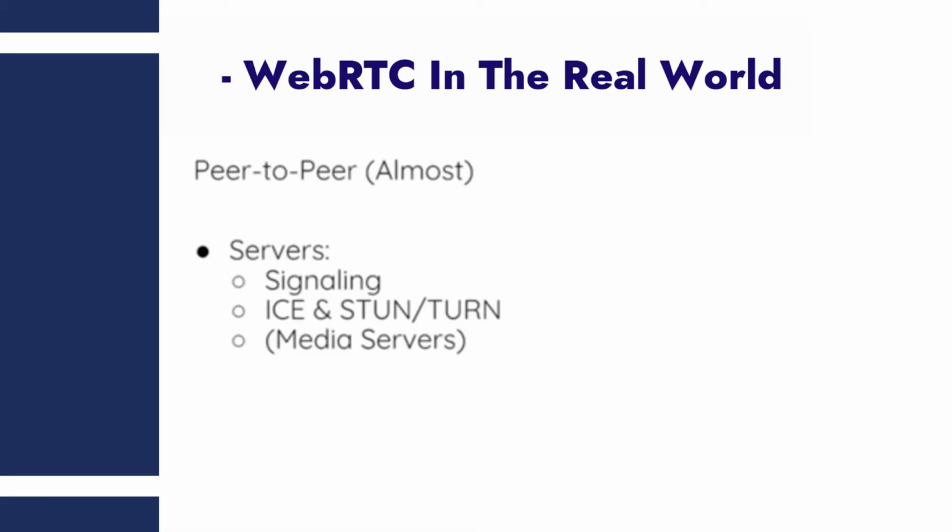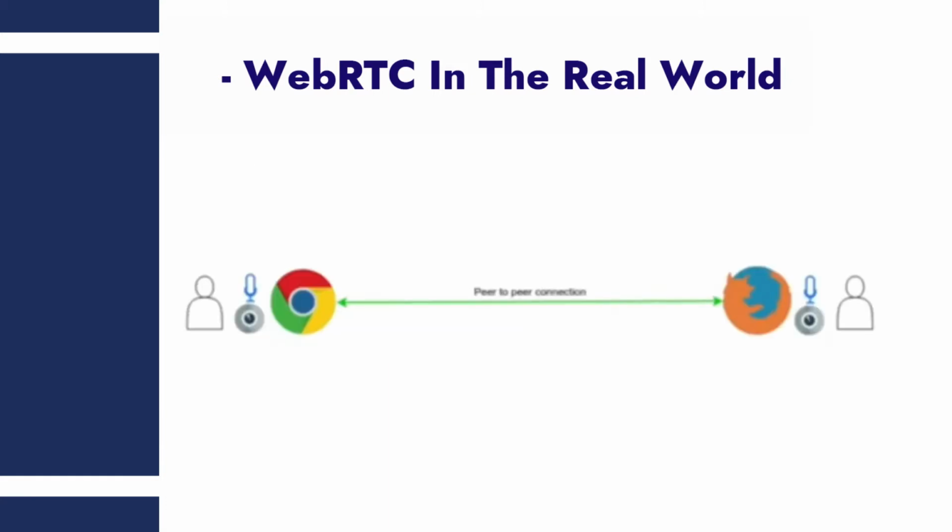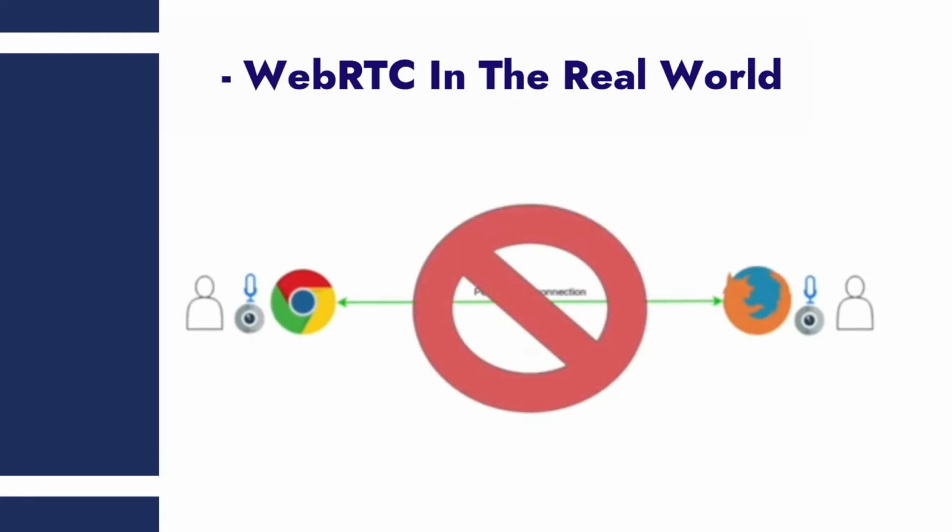There are some components that require a server. These are signaling, the ICE and the STUN servers, and optionally a media server. We will discuss the latter in a future topic. So this is the picture we currently have about WebRTC. While it is a great depiction of how WebRTC calls work, it has a fault. It doesn't work.